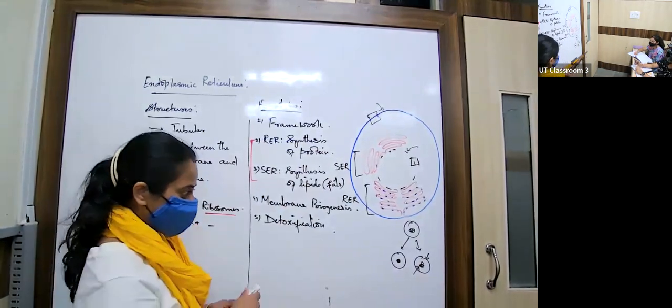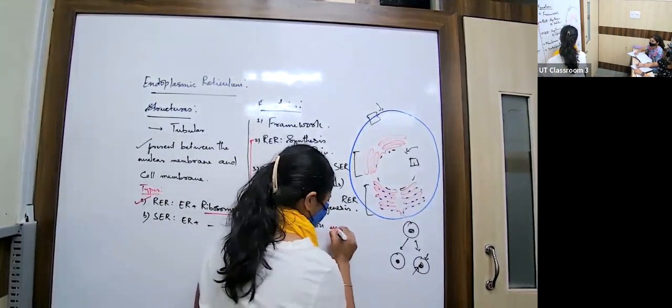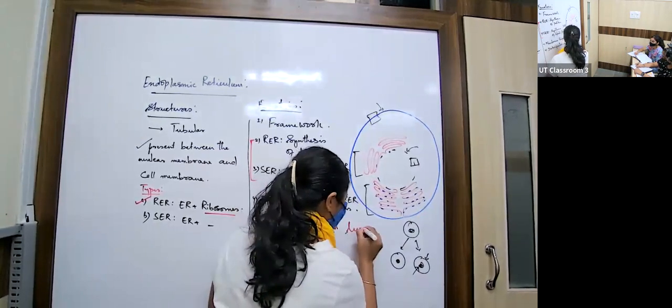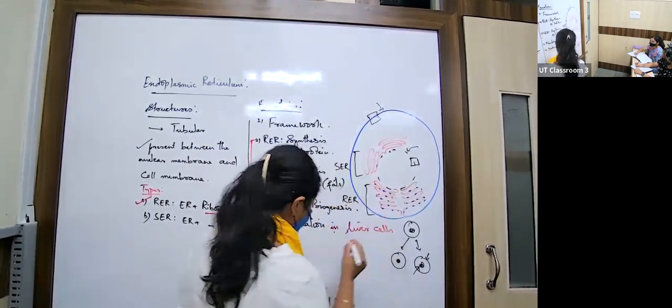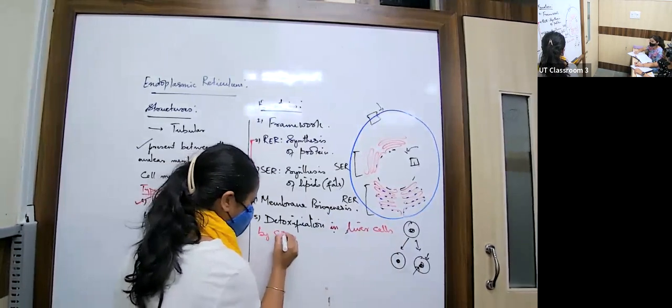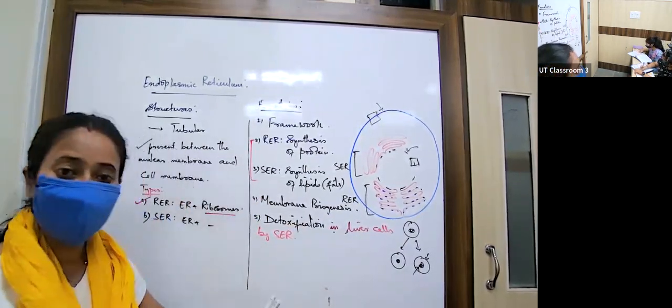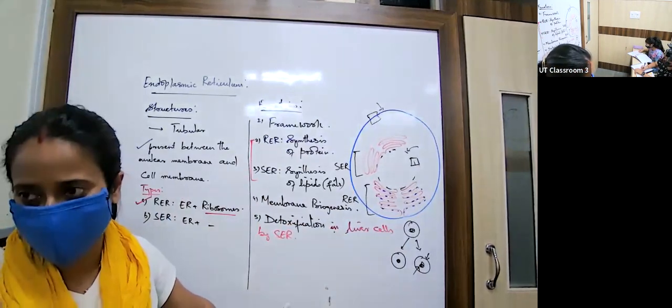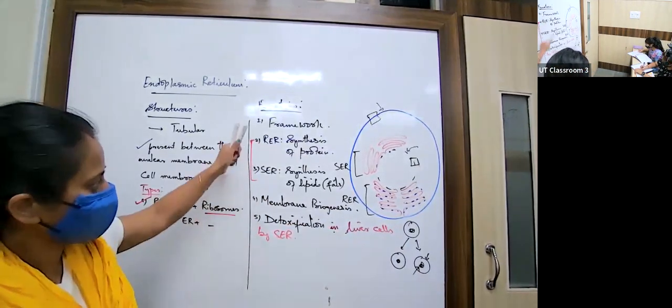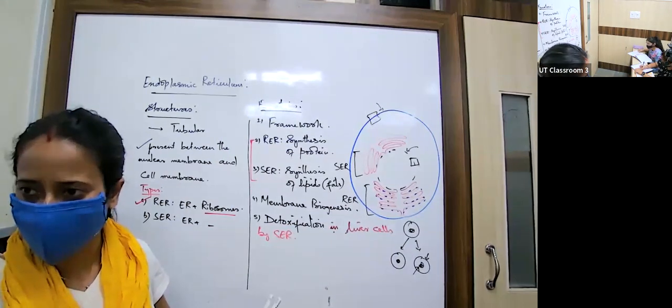अब ये detoxification कहाँ पे होता है? Detoxification in the liver cells. In the liver cells by SER. SER करता है the process of detoxification, but where? In the liver cells. So ये हो गया main 5 functions of the endoplasmic reticulum.